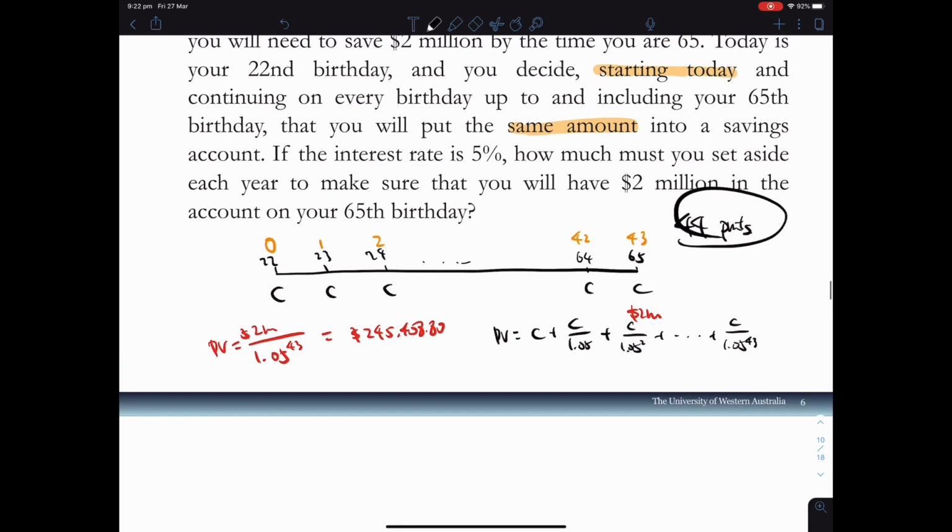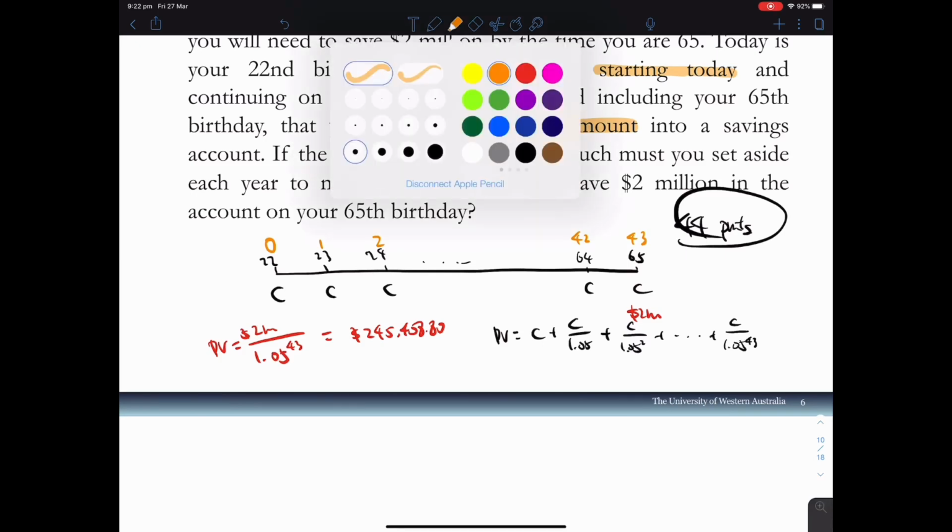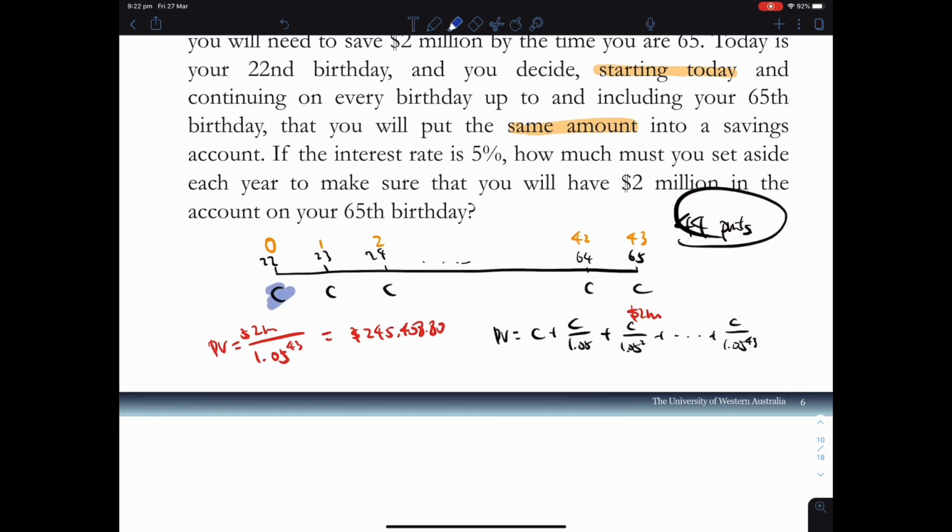If you look at this question, if I'm using blue to cover those C's, the part I highlighted in blue is an annuity. Why? Because the first cash flow happens in 1 year's time, the second cash flow happens in 2 years' time. So that becomes an annuity, and we can find the present value of that annuity.